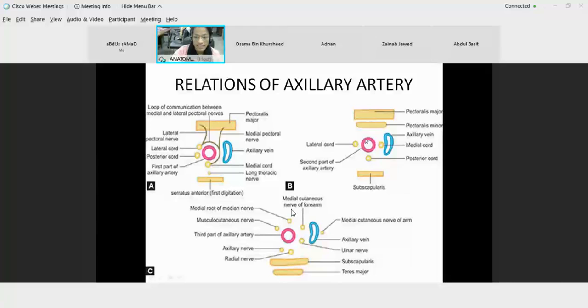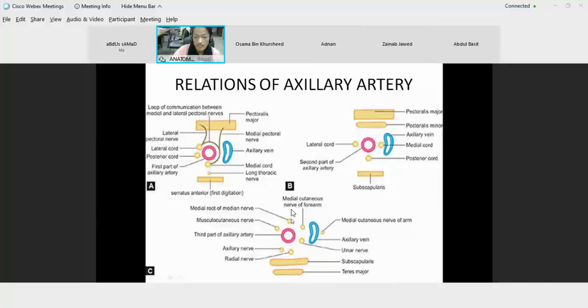In the second part, the cords of the brachial plexus are related according to the names of the cords, that is, medial cord is medial, posterior cord is posterior, and lateral cord of the brachial plexus is lateral to the second part of the axillary artery. Anteriorly, we have pectoralis minor muscle. Apart from the medial cord, we also have axillary vein medially. Posteriorly, other than posterior cord, we have subscapularis muscle, and laterally, we have only lateral cord of the brachial plexus.